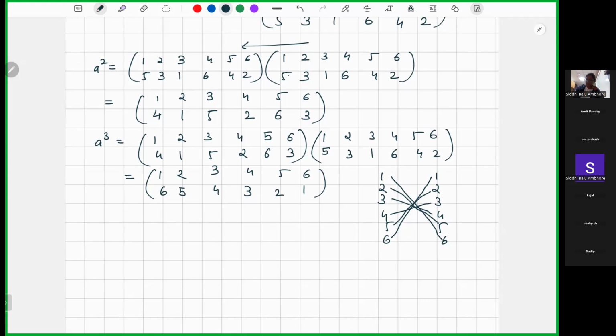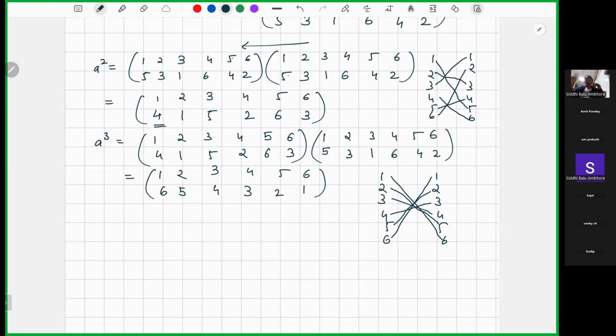Okay, so this is the bijection which we have. No, sorry. Let me write this one. 1, 2, 3, 4, 5, 6, and here it is 1, 2, 3, 4, 5, 6. 1 is going to 5, 2 is going to 3, 3 is going to 1, 4 is going to 6, 5 going to 4, and 6 going to 2. So when I apply this twice, 1 is going to 5, and here 5 is going to 4. So that's what is happening here.